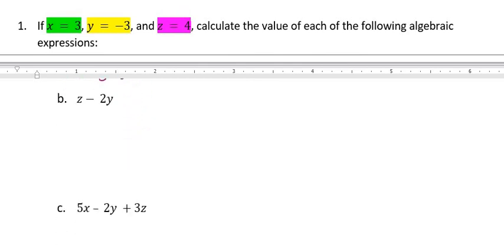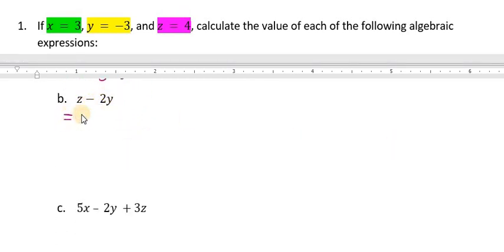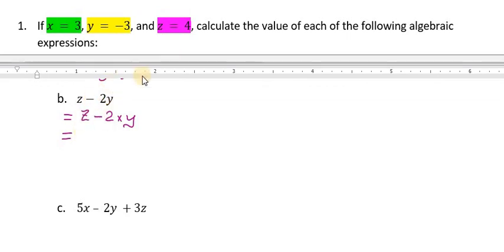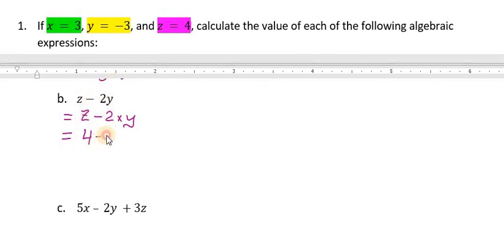Let's look at part B, z minus 2 times y. So this literally means a number z minus 2 times a number y. A number z minus 2 times another number y. So z is given as 4. So we'll subtract 2 times the number y, and the number y is negative 3.